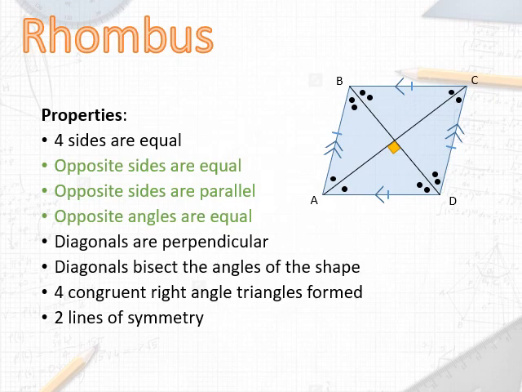2 lines of symmetry. If you actually reflect over the diagonals in this case, because they are perpendicular and an equal distance on both sides, you will actually reflect onto itself. So there are 2 lines of symmetry, and those are on the diagonals. And then you still have 1 rotational symmetry. So once again, pause the video if you need to in order to get your notes taken down.